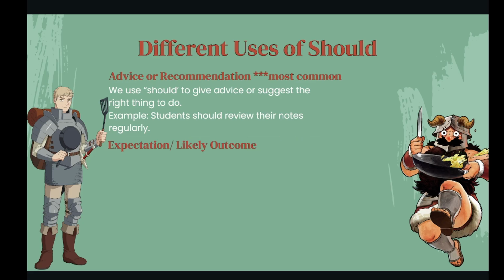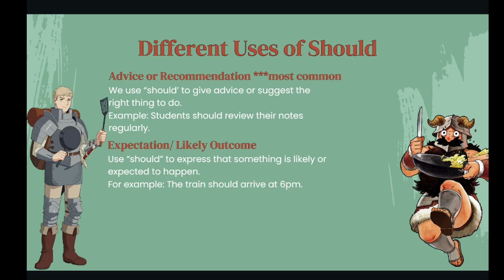Now, the second most common one is expectation or likely outcome. So we use should to express that something is likely or expected to happen. So for example, the train should arrive at 6 p.m. Now notice the difference in meaning. So the first one, students should review their notes regularly. This is recommendation. But here, the train should arrive at 6 p.m. I'm expressing my expectation. So even though they are the same word, you have to look at the entire sentence to understand which use of should is being used.